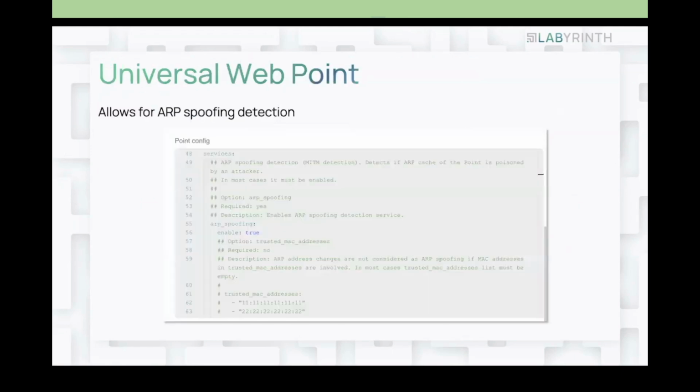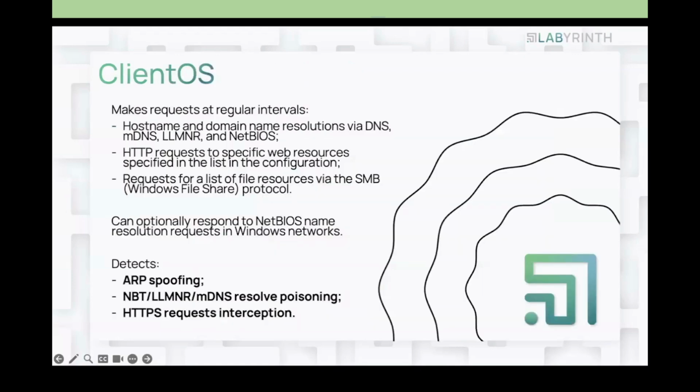So once again, the universal point allows for ARP spoofing detection. For this, we have a special part in the config. Point config in Labyrinth is handled via YAML configuration files. And as you can see, we have a dedicated part for ARP spoofing. This part is similar to what we have for ClientOS. And let's proceed. ClientOS, in general, is a Swiss knife that has plenty of features.